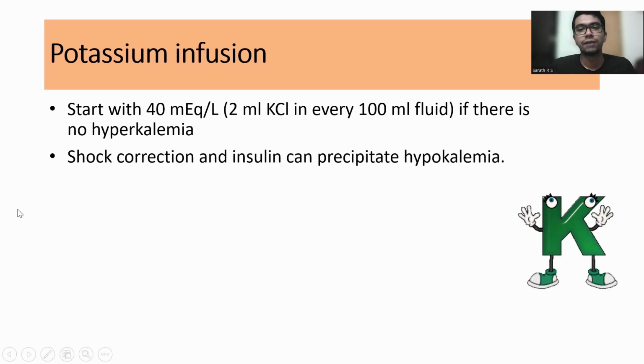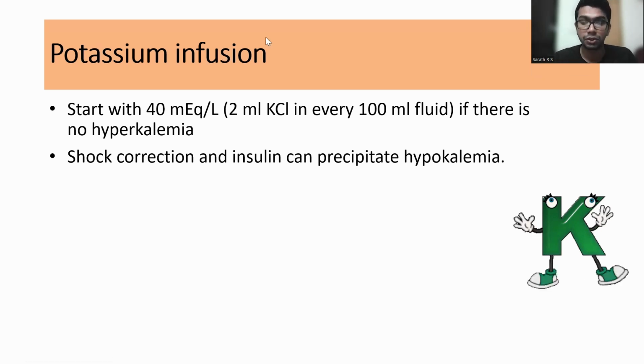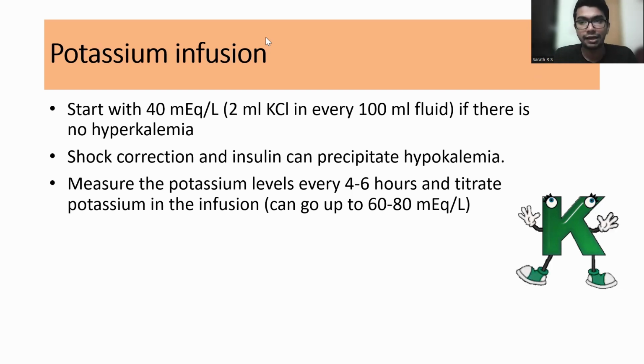And we know that when we correct shock by giving fluids, acidosis will improve. If acidosis improves, potassium will go back to the intracellular compartment. So if we are correcting shock, remember that potassium will suddenly decrease, and on top of that, you are giving insulin also. Insulin will shift the potassium from the intravascular compartment to the intracellular compartment. Again, it will precipitate hypoglycemia. We need to measure potassium every 4 to 6 hours and titrate potassium in the infusion.